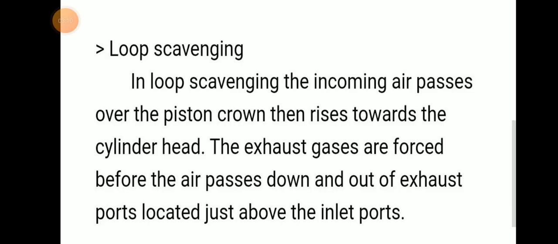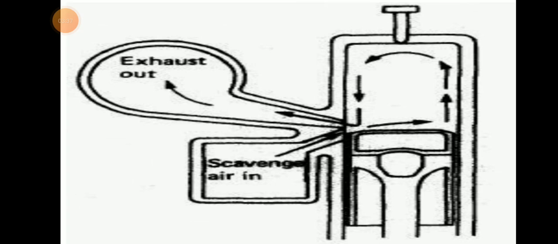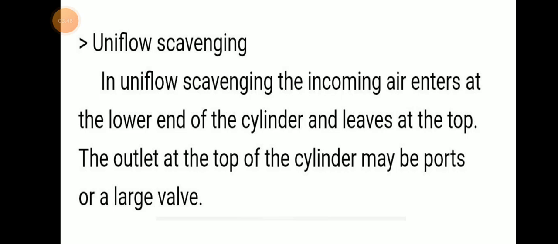Then loop scavenging. In loop scavenging, incoming air passes over the piston crown, then rises towards the cylinder head. The exhaust gas is forced out before the air passes down and out of the exhaust port, located just above the inlet port. This is what happens in loop scavenging. Here we can see the scavenge inlet, the air rises upward and comes down to the exhaust. The exhaust port is located just above the scavenge inlet on the same side.